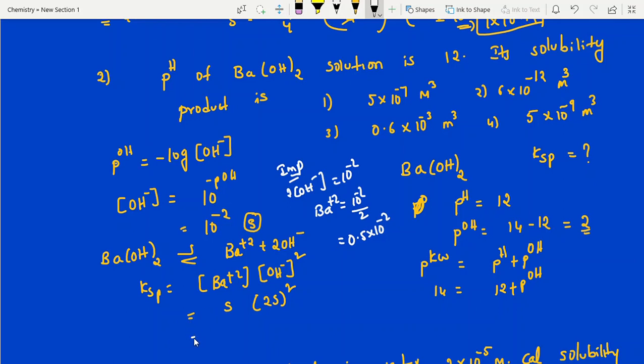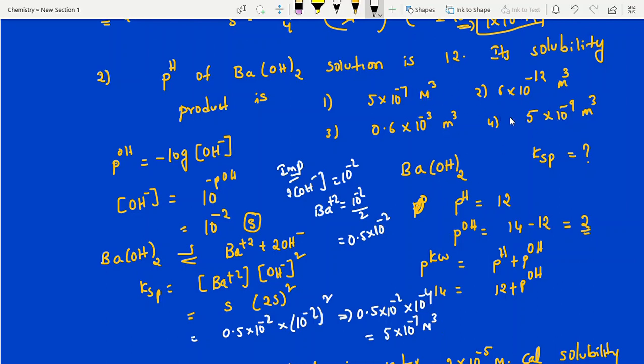So substitute now. This S is nothing but what, students? Substitute 0.5 into 10 to the power of minus 2 into 2S. What is 2S? This is the total concentration, so that is 10 to the power of minus 2 whole square. Then simplify this one. So 0.5 into 10 to the power of minus 2 into 10 to the power of minus 4. So totally you will get 5 into 10 to the power of minus 7. So this is the KSP, whole cube, right? You will get the answer.